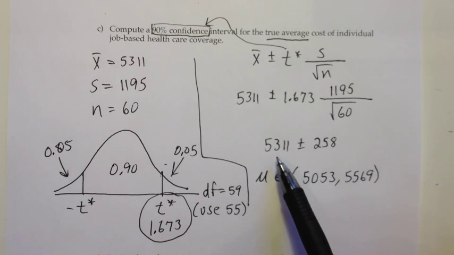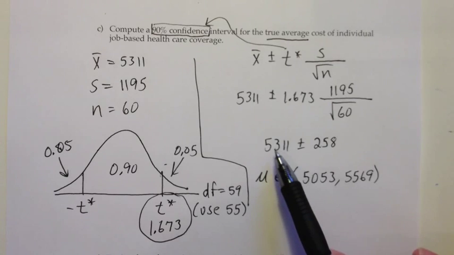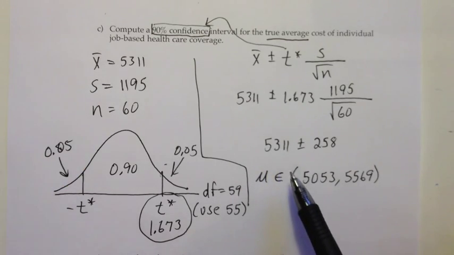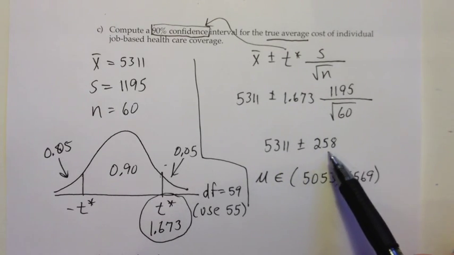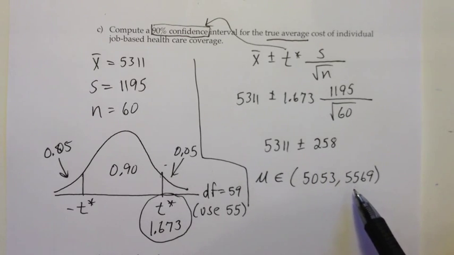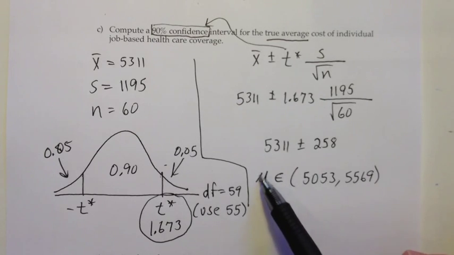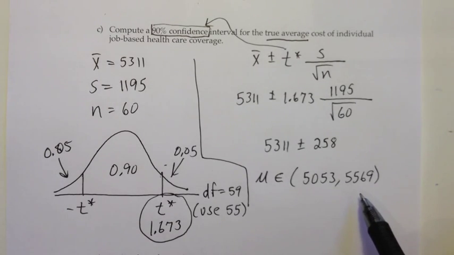What we're saying is that when you get a sample mean of 5,311 for the healthcare costs, you don't expect that that's correct for the entire population, because it did, after all, just come from a sample of size 60. But you do expect it to be close to the truth, and the margin of error says you expect it to be within $258 of the truth. So when you go $258 each way, you're making a range that you're pretty confident has the truth in it. So we are confident the true mean is somewhere in this $5,053 to $5,569 range.